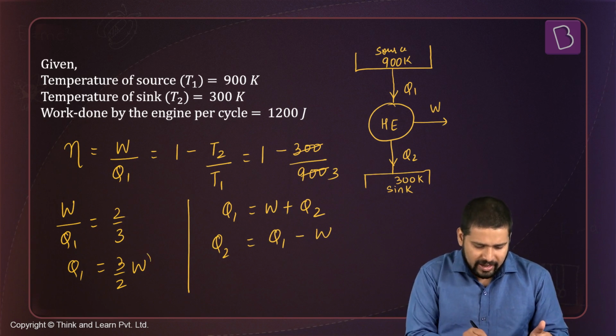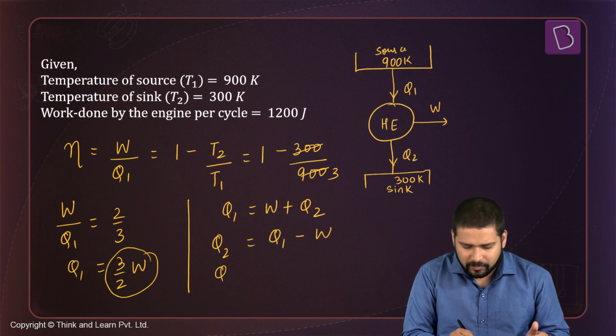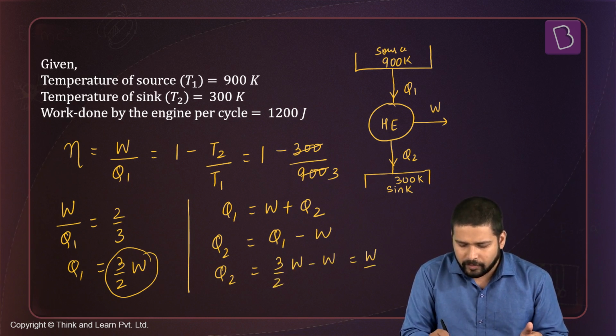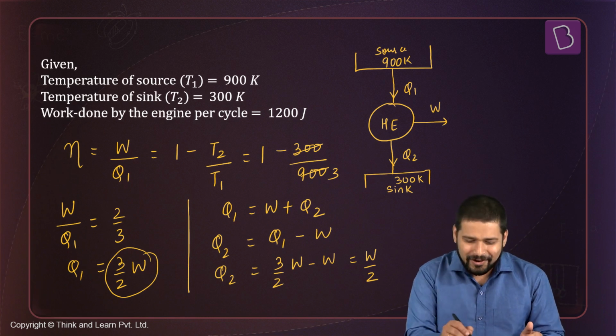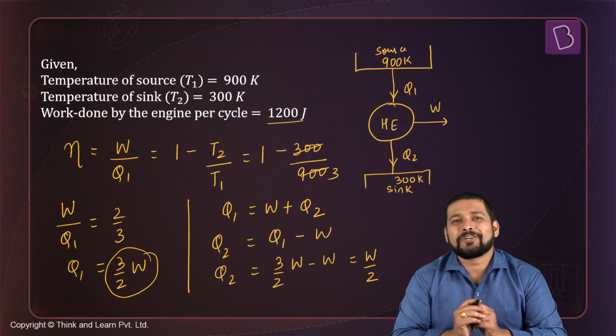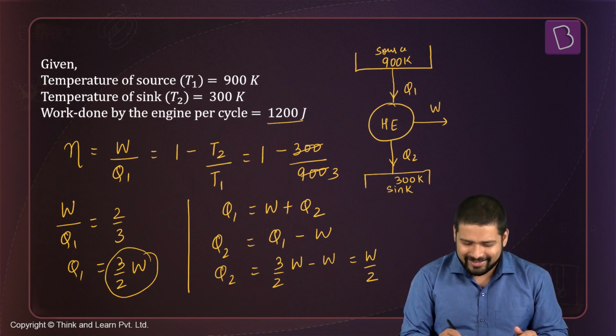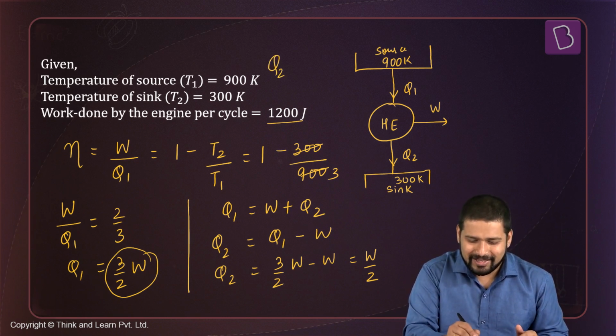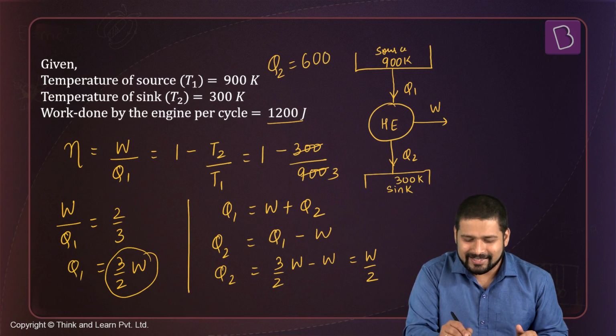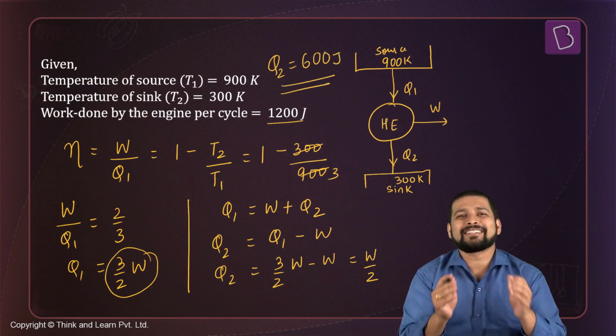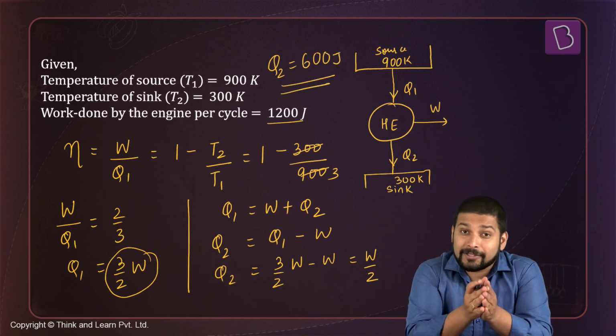And the Q1 value we have over here, so I can just replace it. So Q2 is equal to 3 by 2 times W minus W, that gives you W by 2, and the value of W is 1200 joules. So if you divide it by 2, you get the value of Q2 equals 600 joules. So 600 joules is the correct answer to this problem.